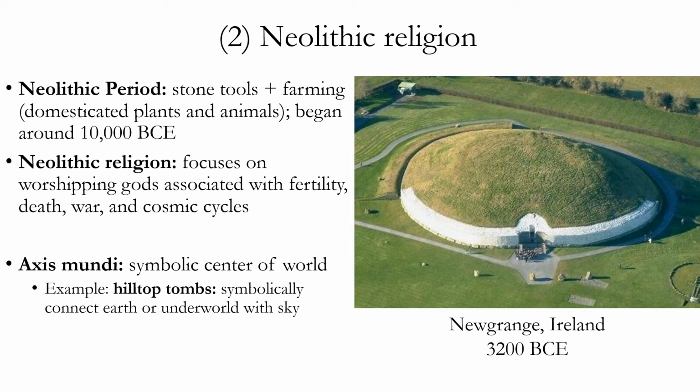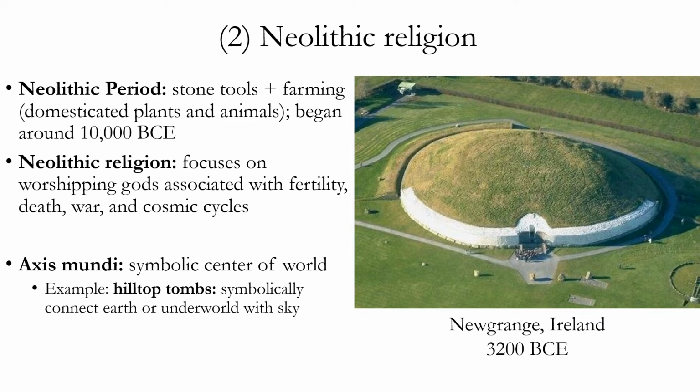The Neolithic period began in the Middle East around 10,000 BCE, and it corresponds to the beginning of a new type of religion. So Neolithic religion focuses on worshiping gods associated with fertility, death, war, and cosmic cycles. They had other types of gods as well, but those are some of the common associations they had with the main beings they worshipped. Another characteristic of Neolithic religions is what modern scholars call an axis mundi. This is a symbolic center of the world or the universe. And these correspond to some of the stone structures built by practitioners of Neolithic religion.